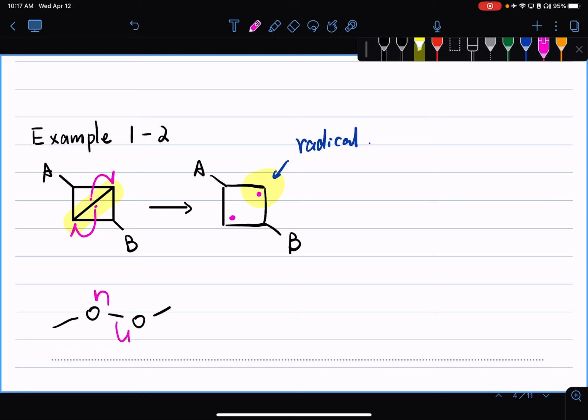So again, what you're doing is thinking about what is happening. The two electrons in the oxygen-oxygen single bond will break that nonpolar covalent bond. Each electron goes into one oxygen atom. So the product here is two oxygen-centered radical species.